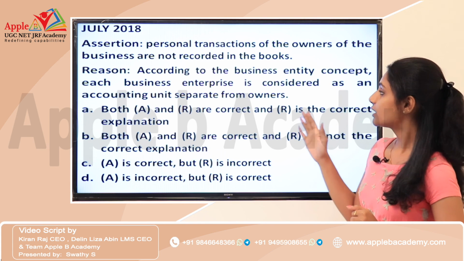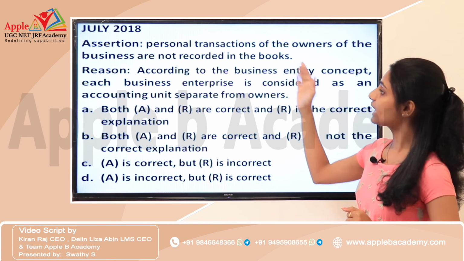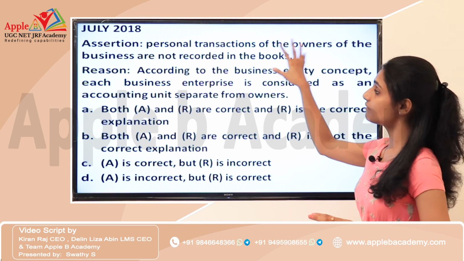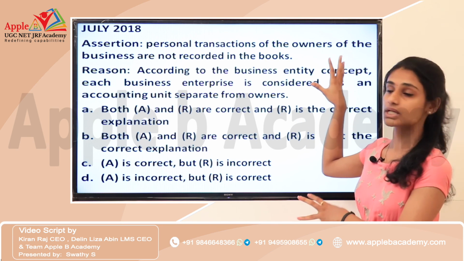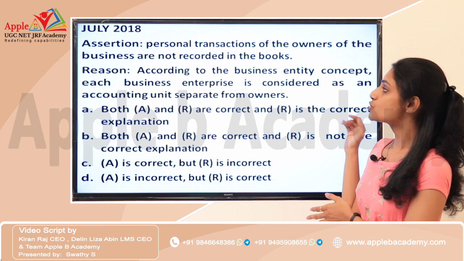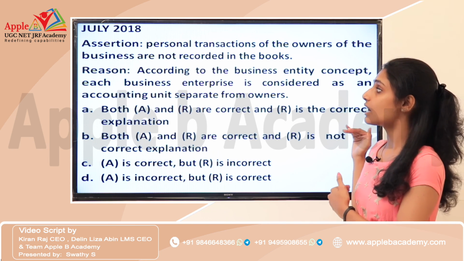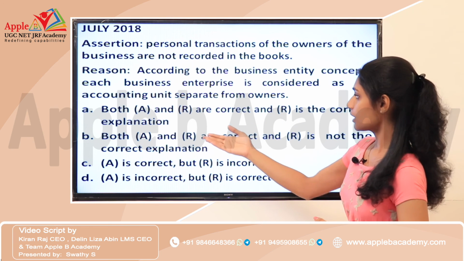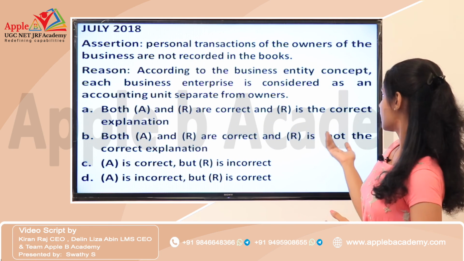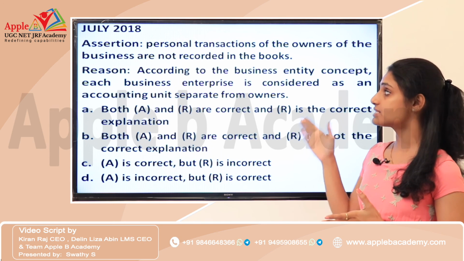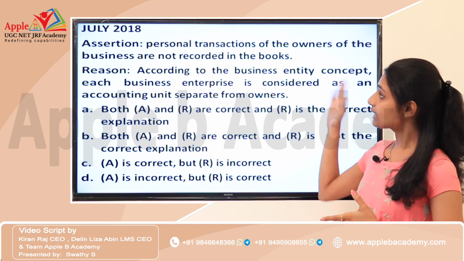Here we have different options. Both A and R are correct, because the reason we do not record the personal transaction is the business entity concept that we have already discussed. So A and R are true, and R is the correct explanation of the assertion. Which is the correct option? Option A: both A and R are correct, and R is the correct explanation of assertion.